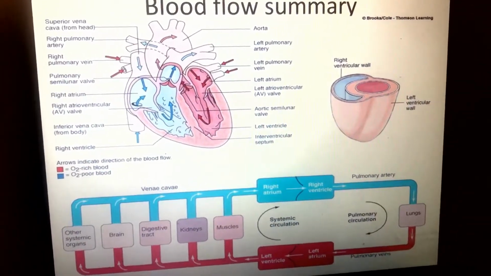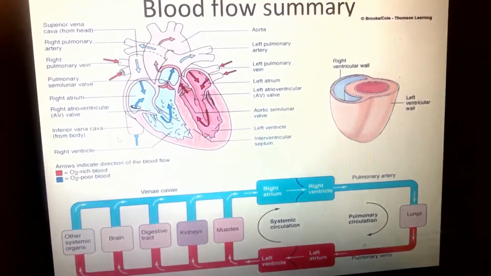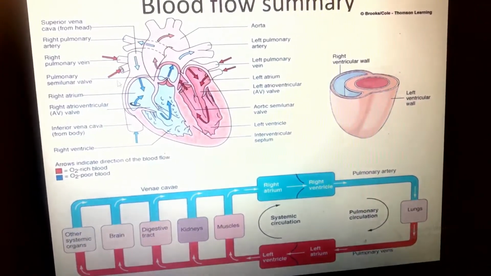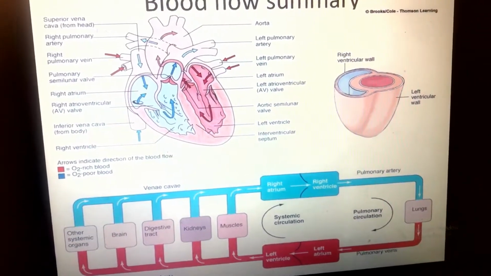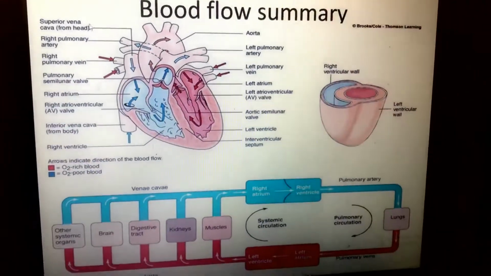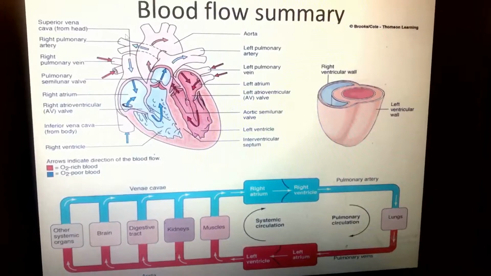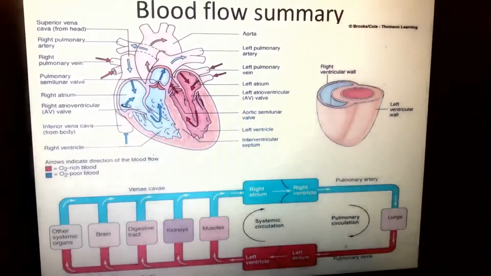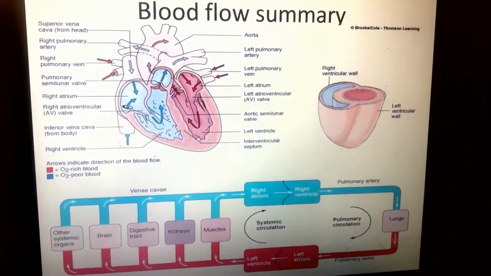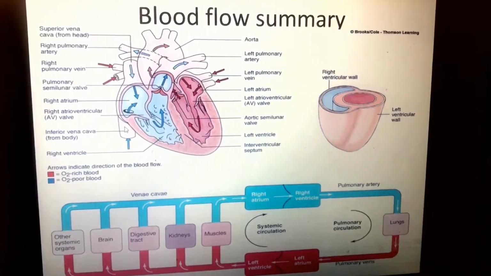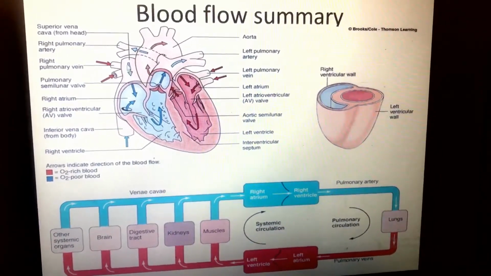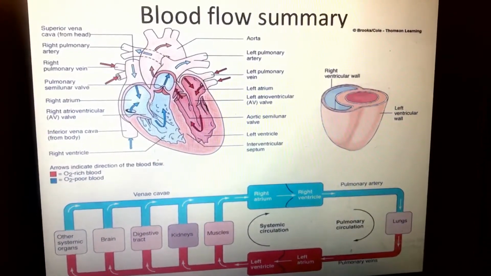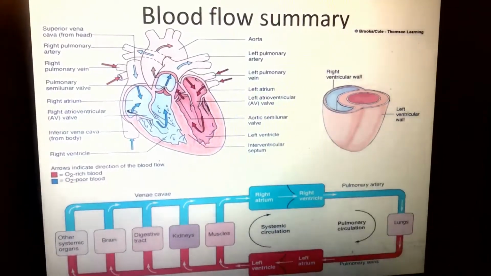Okay. Let's understand them with the image. We have here the inferior vena cava, and here the superior vena cava. The superior vena cava brings back to the heart the blood from upper body parts, and the inferior vena cava returns blood from lower body parts.